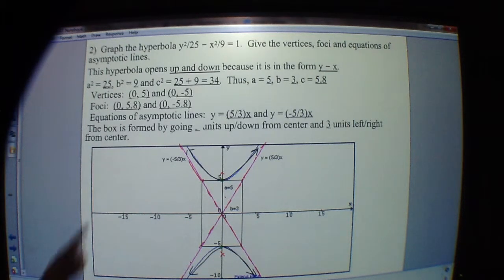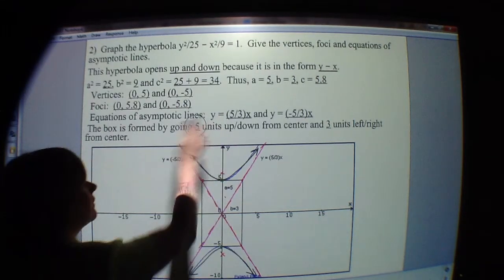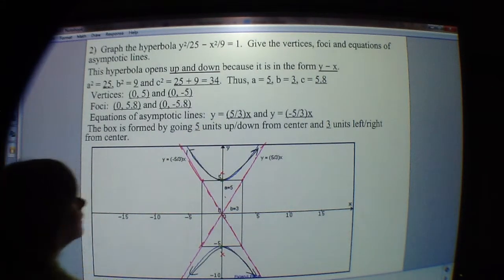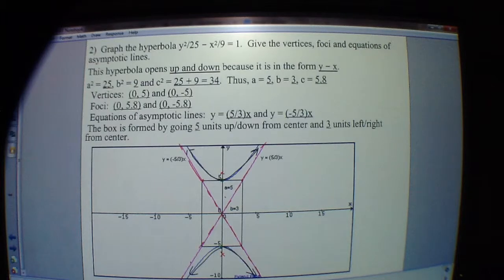Okay, and like I said, going up 5 and 3 to the right or left from the center would give me the asymptotes.